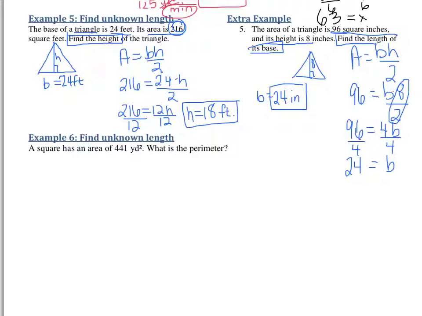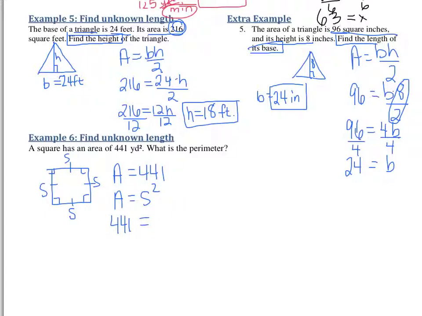Last problem right here, it says find an unknown length. A square has an area of 441 yards squared. What is the perimeter? So I've got a square here. I know these sides are all congruent, and I've got all right angles here. And it says it's got an area of 441. Well, the area of a square, I know, is the side length squared, because all these side lengths are the same. They're all S's. So I can plug 441 in for A and set that equal to s squared.